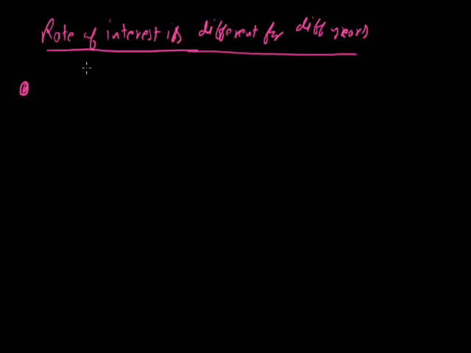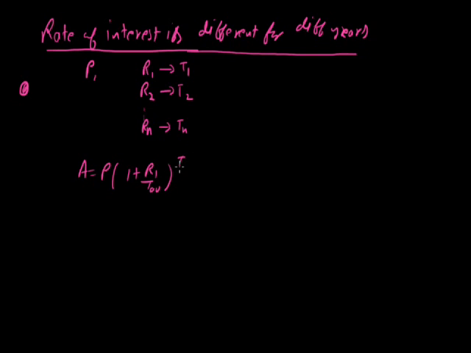Let's say we have a principal P and a rate of interest R1 during the T1 years, and the rate of interest is R2 during T2 years, and so on. We have interest rate Rn for the Tn years. So the amount becomes P, 1 plus R1/100 raised to the power T1, into 1 plus R2/100 raised to the power T2, and so on. In the last we write 1 plus Rn/100 raised to the power Tn. So in this way we can apply the formula. Let's understand with an example.